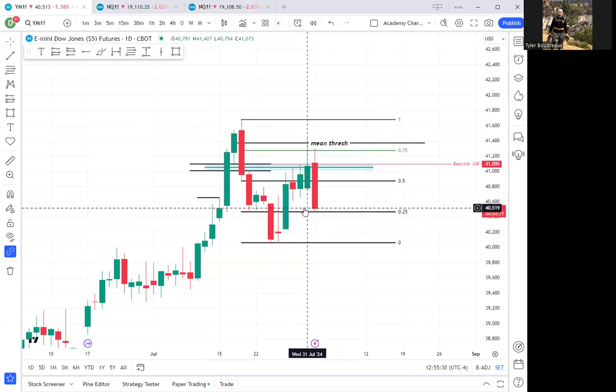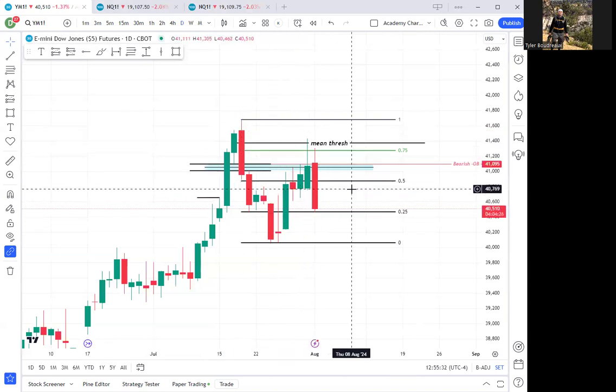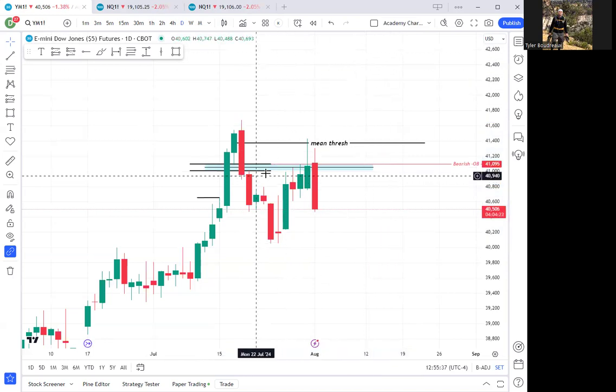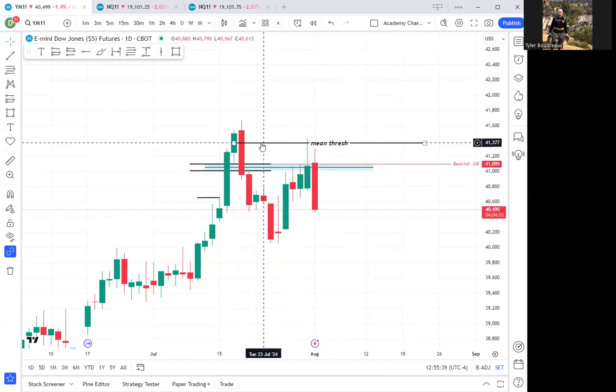So we want to be above 50% typically. That's just your traditional premium and discount. Now, that's great for us. Why? Because everything here, the fair value gap, the order block, the mean threshold was all above 50%.